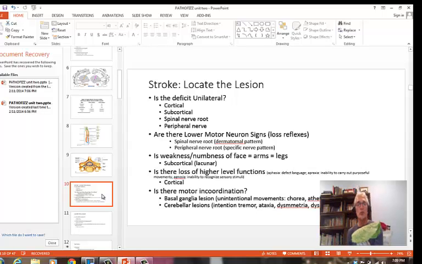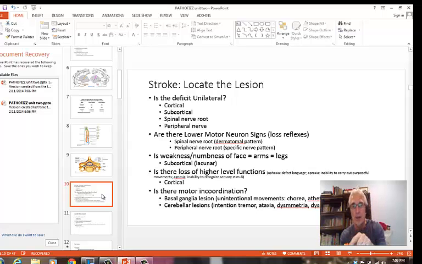Now, the first question to ask is the neurologic deficit unilateral? Is it on one side? Just one side? Of course, you're going to have to do a good neurologic evaluation, a good neurologic exam to be able to tell that. If it's just unilateral, it has to be either in the cortex, the subcortical area, or a spinal or peripheral nerve.